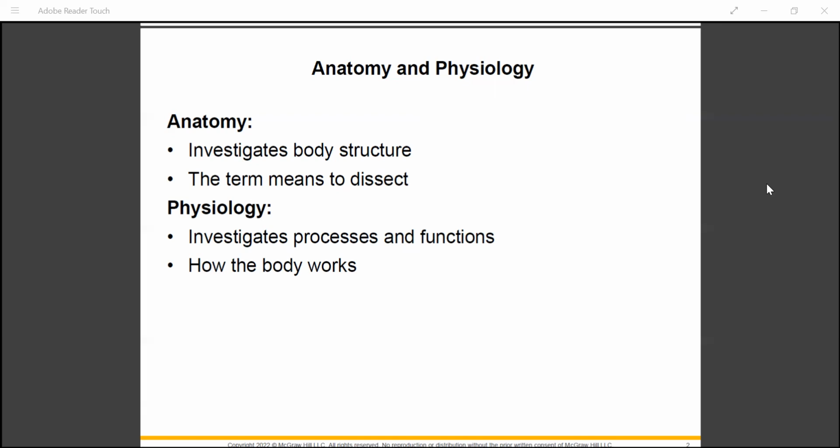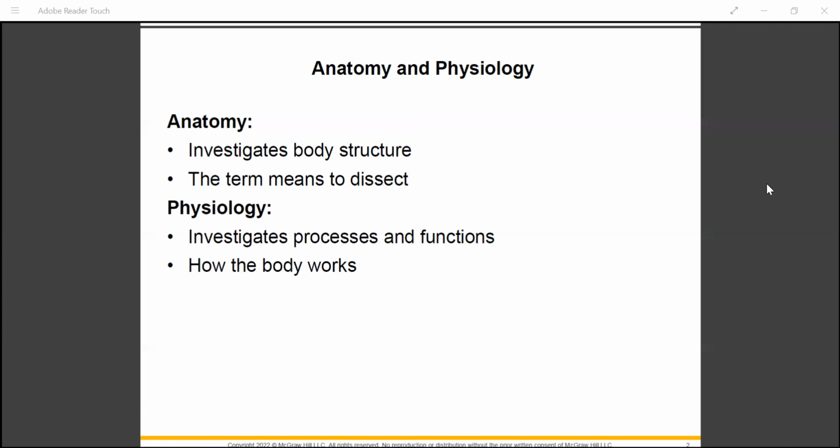The second part of things is physiology, which is really the investigation of our processes and functions. This is how our body works. So we need to understand the anatomy, the what it is, before we can understand the physiology, or the how it works.